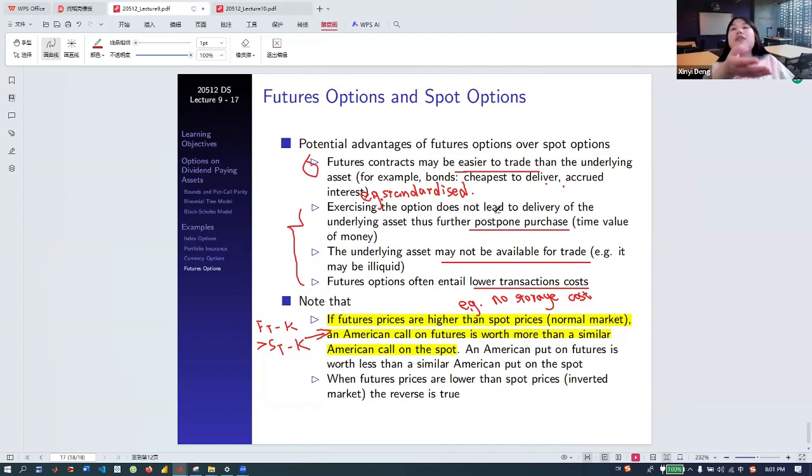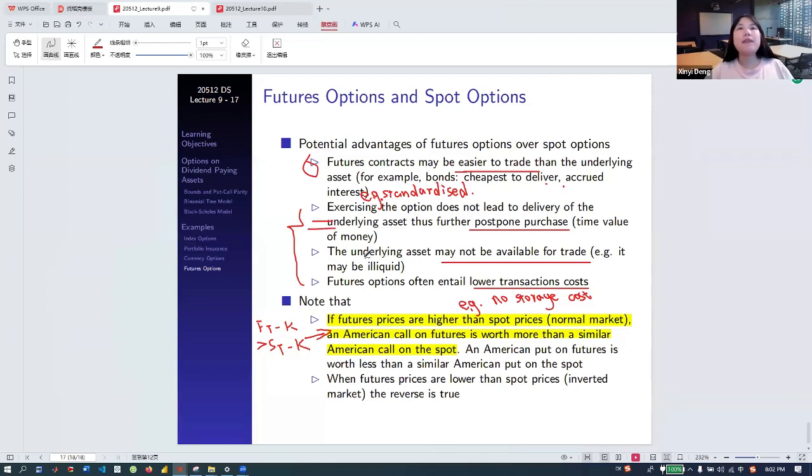For example, if you have futures options on soybeans, exercising them, you just receive soybean futures, but not the physical soybeans themselves. Therefore, that further postpones the purchase, because if you buy soybean options directly, after exercise you'll get the physical soybeans. So that's the second bullet point.